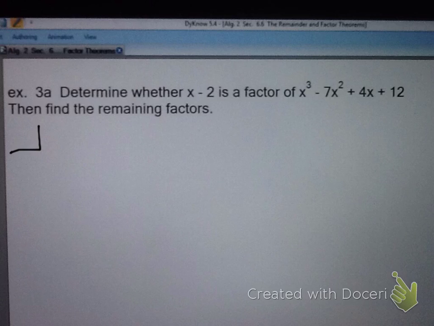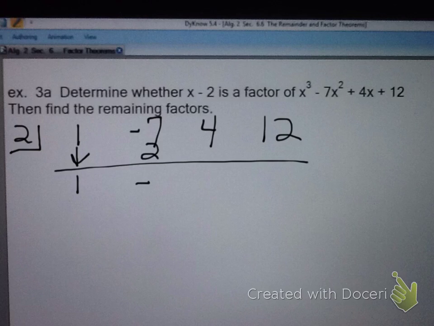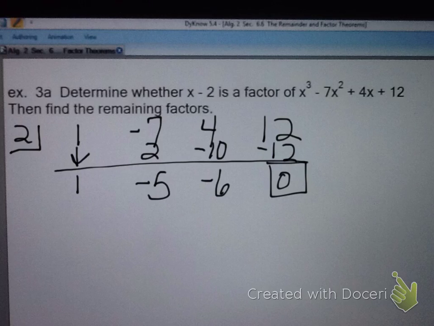Let's do example 3a. Determine whether x minus 2 is a factor. So my root is 2. I'm going to write my column headings. I don't have any missing terms. Do the synthetic division. Once again, I got a 0 remainder, so that means x minus 2 is a factor.